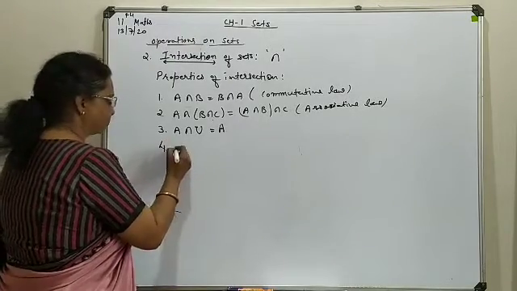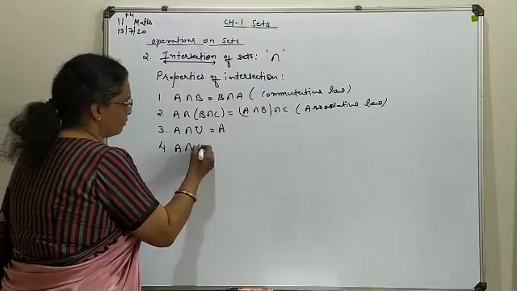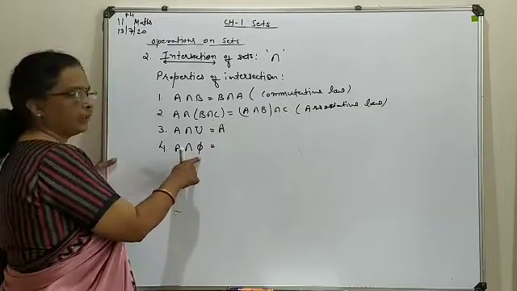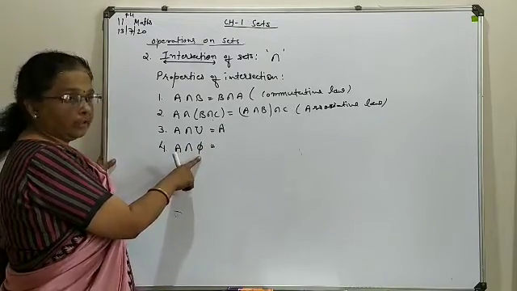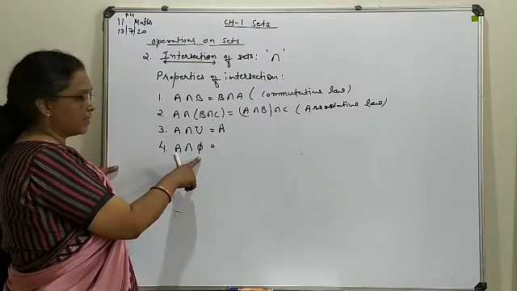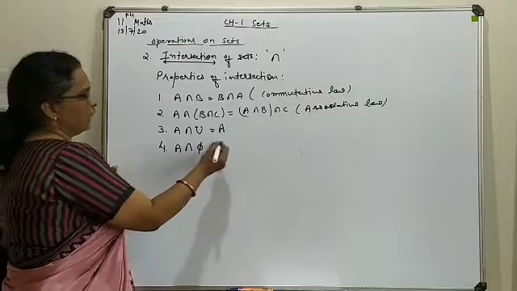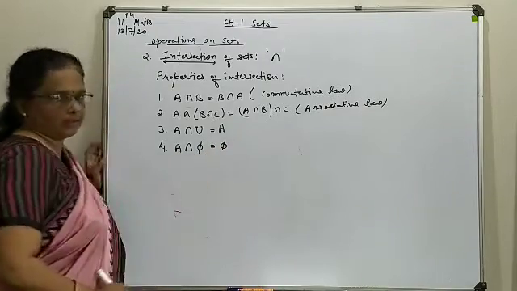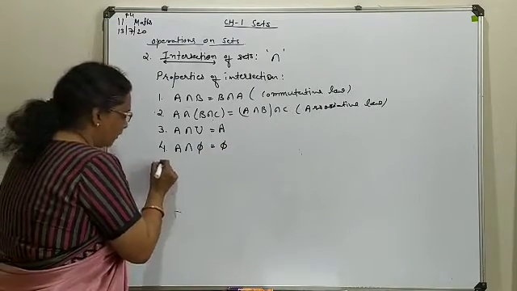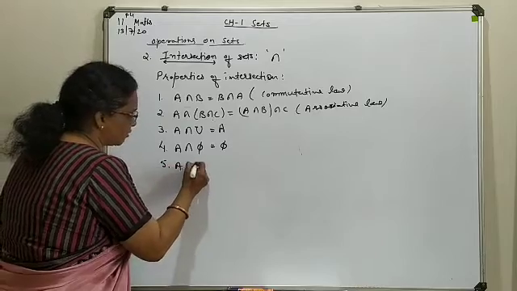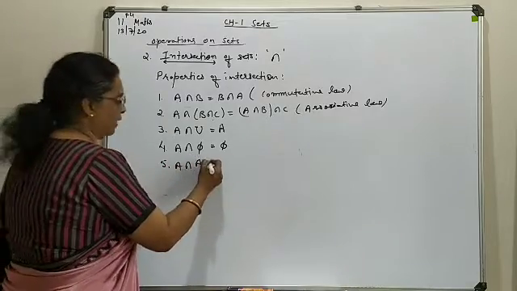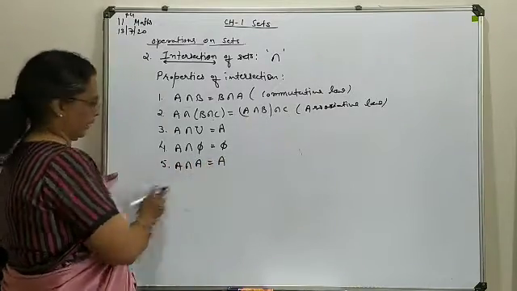Next is A intersection with a null set. A null set means there is not a single element in this set. If you intersect with that, it will come out as a null set only. Then we have the self intersection, meaning if A intersects with A, finally you will have A.